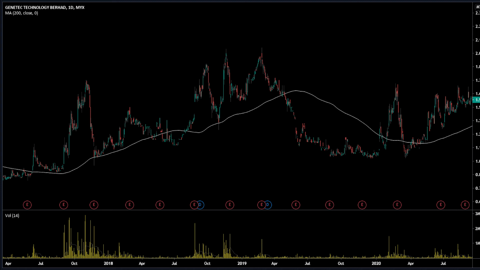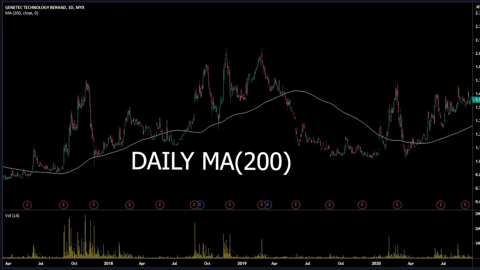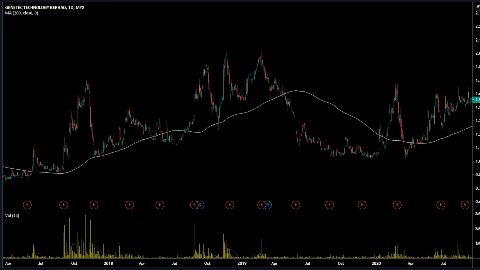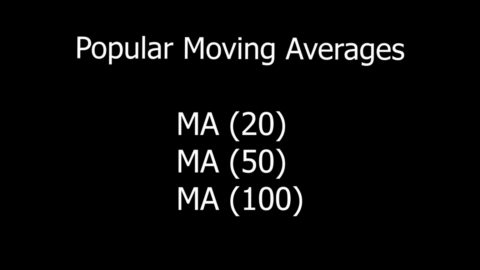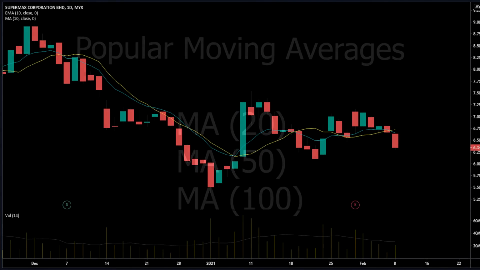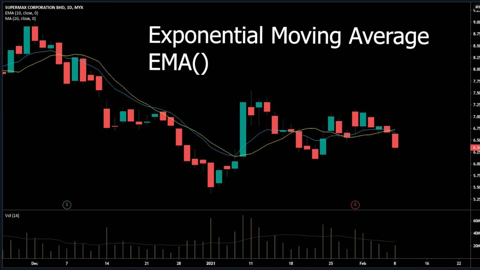Now, another way that traders use moving average is to read the trend of a stock. The most common way to do it is to look at the daily 200-period moving average. The 200 moving average is most commonly used by institutions to gauge the direction of the stock. It's very simple. If the stock is trending above the 200 moving average, it's considered as an uptrend, and if it's below the 200 moving average, it's considered as a downtrend. The other popular moving averages for you to test would be the 20 moving average, 50 moving average, and the 100 moving average.